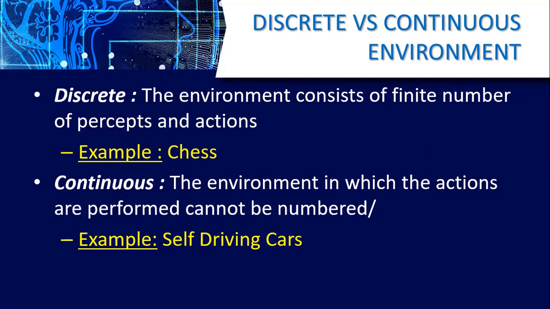Next is discrete versus continuous environment. In a discrete environment, there will be a finite set of percepts, and for those particular percepts, we have a finite set of actions. Example, a chess game. For a continuous environment, we cannot number the percepts. For example, a self-driving car.